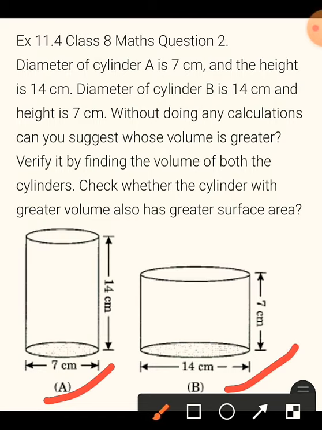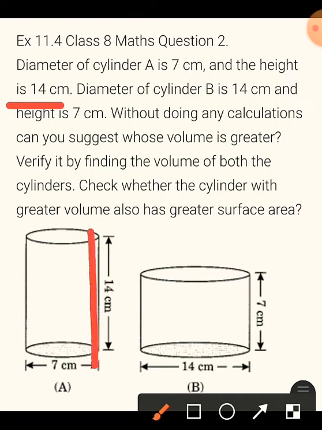So the diameter of the first cylinder, that is cylinder A, is given as 7 centimeter. Diameter means the diameter of the circle at the base, that is given to us as 7 centimeter, and the height is given as 14 centimeter. Now next, the diameter of cylinder B is given as 14, and the height is 7.